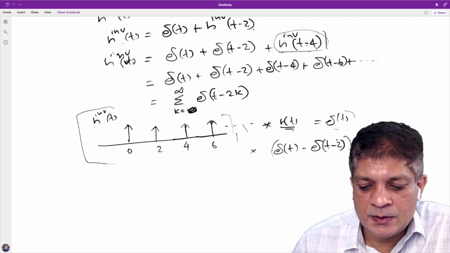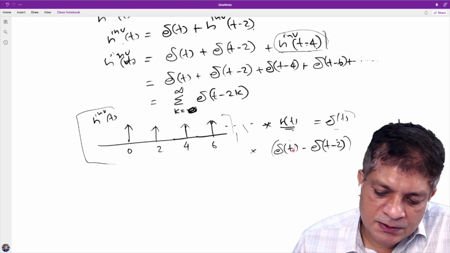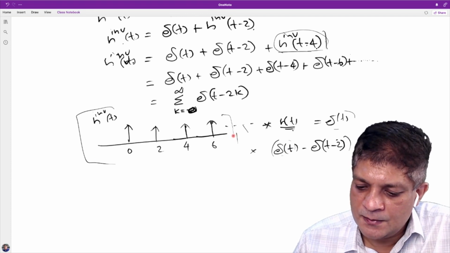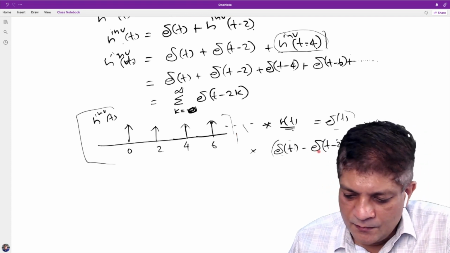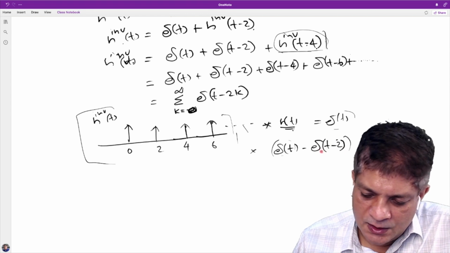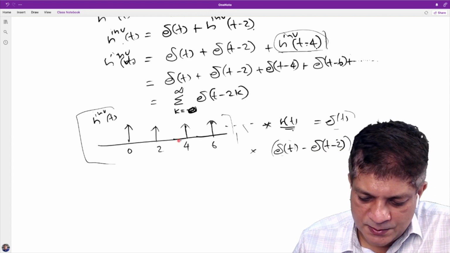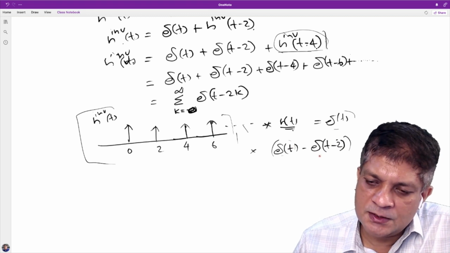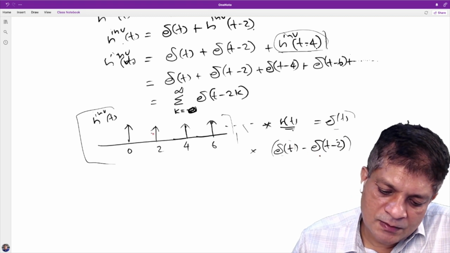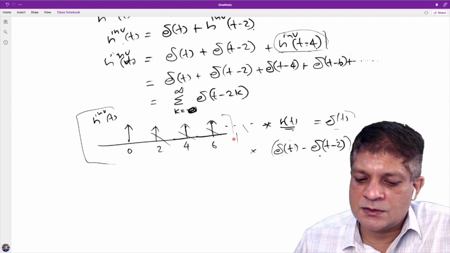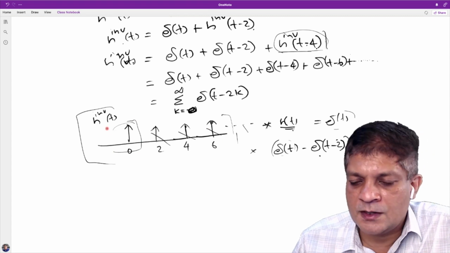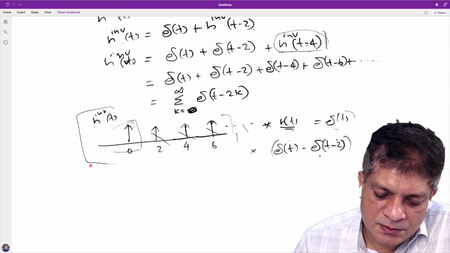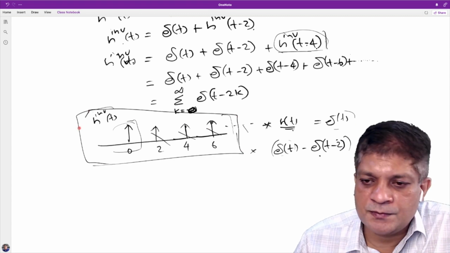Yes, sir. You will get that because the first term is convolution with delta t, so you will get the same impulse train. Then when you convolve this with delta t minus 2, it will be shifted right by 2. When you subtract that, you can see that all these impulses get cancelled. Only delta t will remain. Okay, so this is the impulse response of the inverse system.